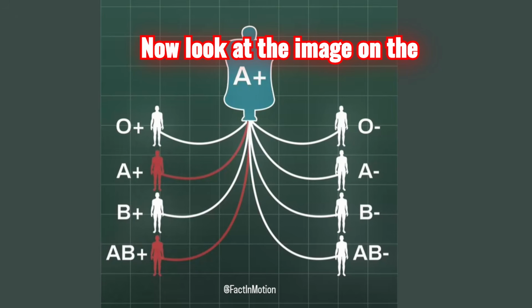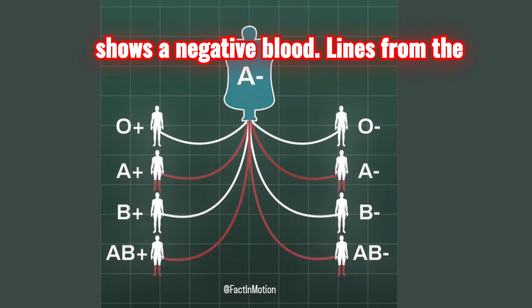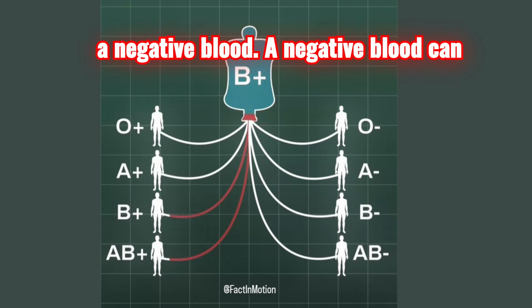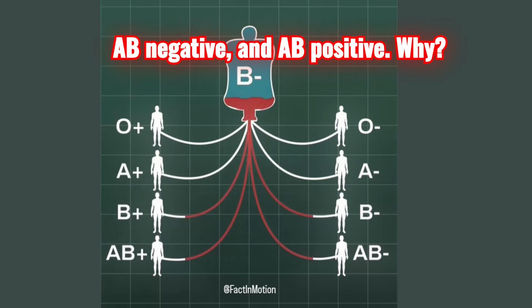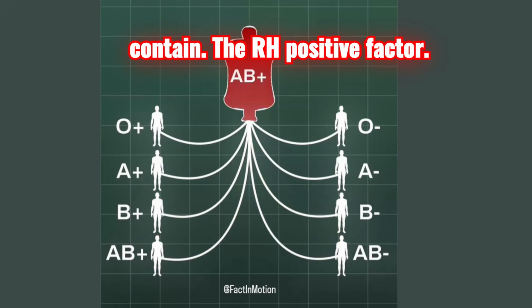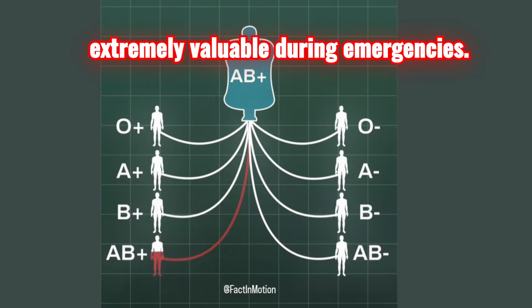Now look at the image on the screen. The blood bag in the center shows A negative blood. Lines from the bag show which blood groups can receive A negative blood. A negative blood can be given to A negative, A positive, AB negative, and AB positive. Why? Because A negative blood does not contain the Rh positive factor. This makes A negative blood extremely valuable during emergencies.